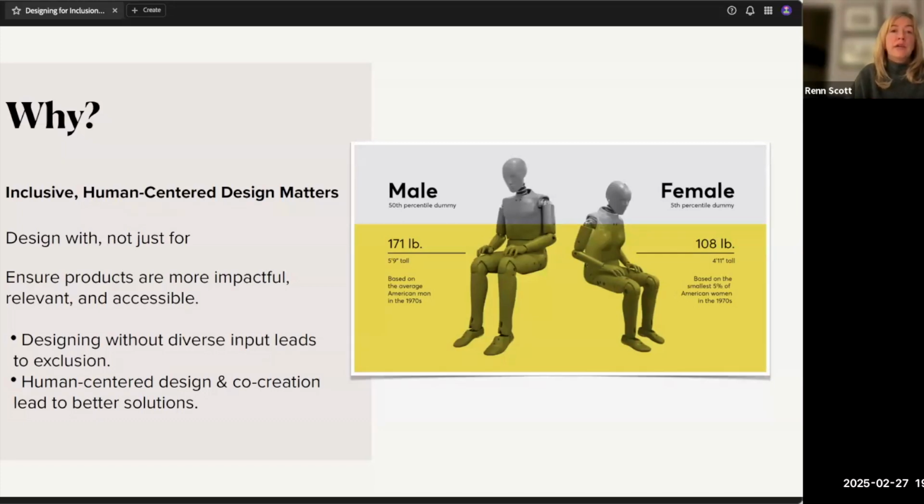When products are built without considering the full range of users, exclusion does happen. But by using human-centered design and co-creation, we can change this, ensuring that what we create is safe, seamless, intuitive, and relevant to the people that we're designing for. That is why today's session is so important, because inclusive design isn't just a trend. If you've heard this as an idea, something that people are thinking about, it is a responsibility and an opportunity for us to create products that really work for everyone.